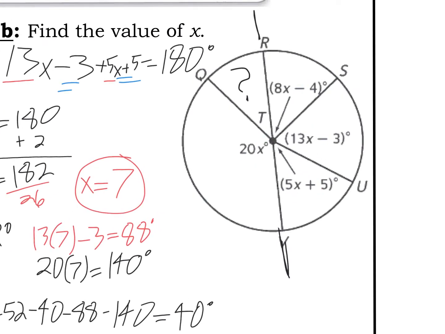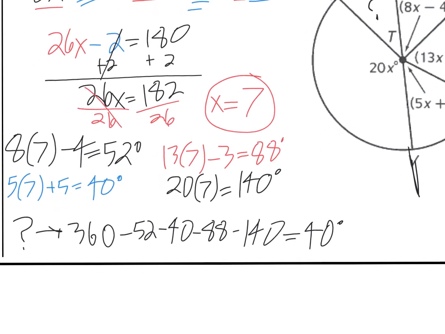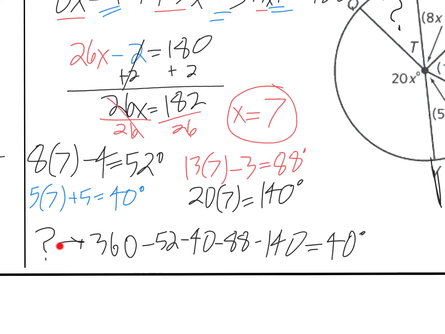And so what I did was I just added these all up and I took them away from 360. And so the one with no information or no x term at all in it, the question mark angle, that one's going to be just 40 degrees when you take all those away from 360.